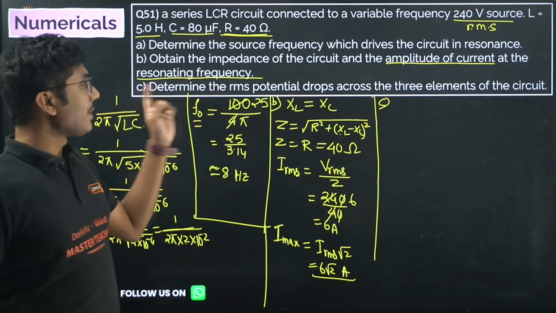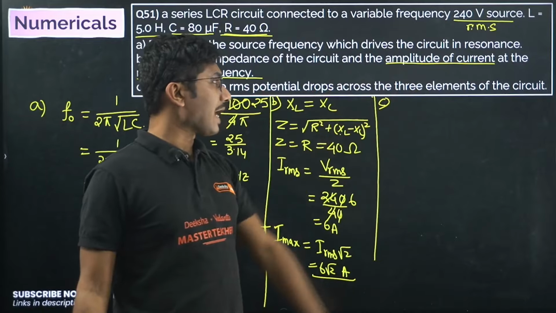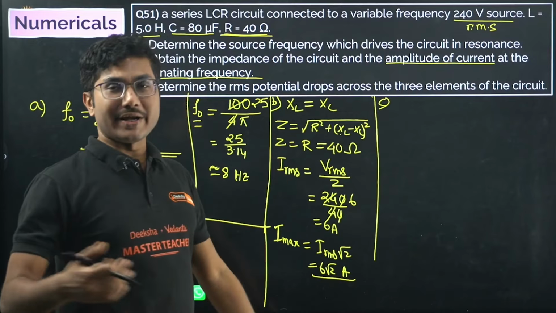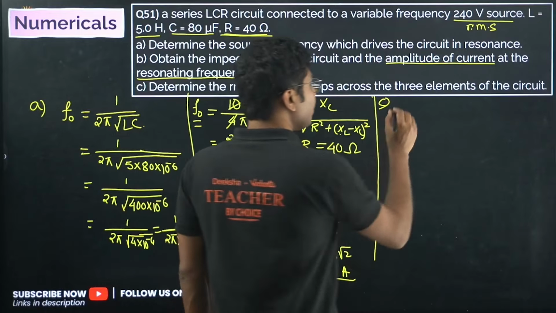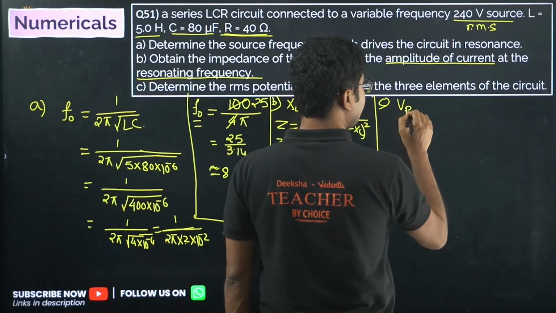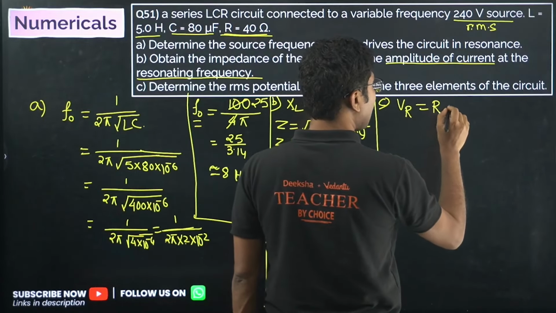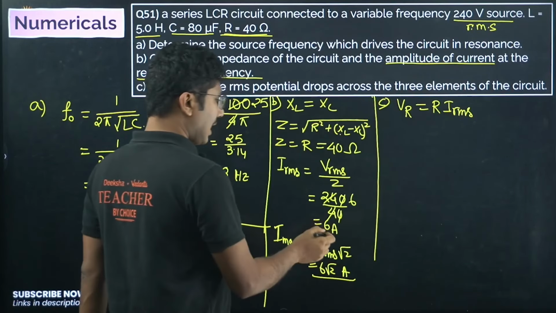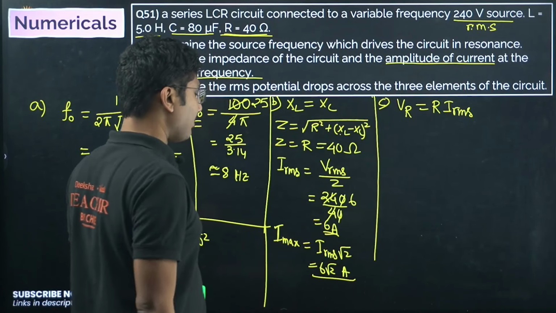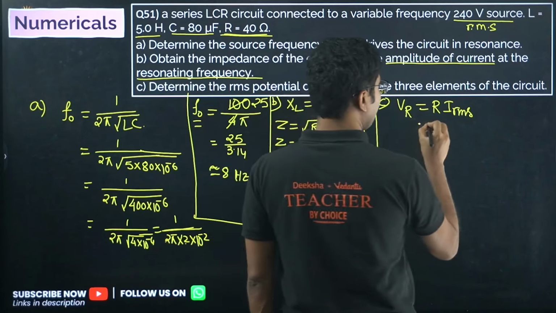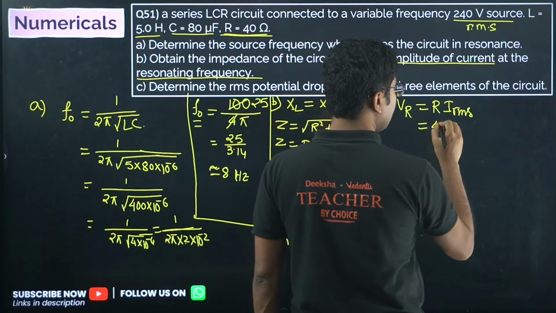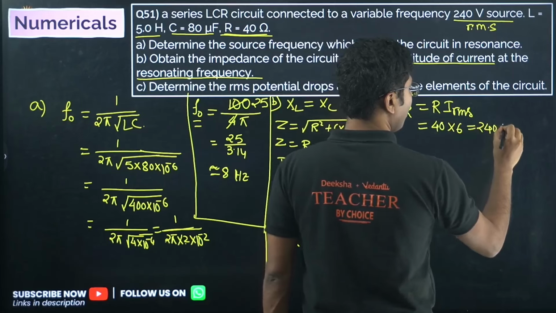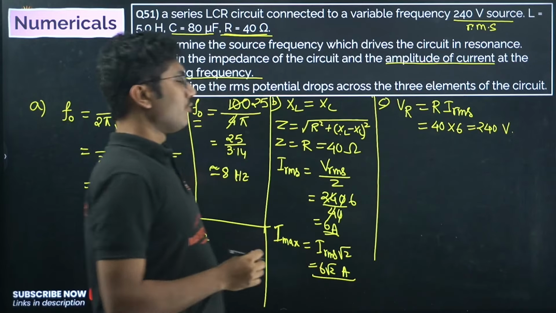It says to determine the RMS potential drops across the 3 elements of the circuit. So how to find the RMS voltage drop? VR, the voltage across the resistance, is resistance times the RMS current. Now what is the RMS current? We have already calculated it, 6 ampere. So we just need to put that value over here. R is 40 and the current is 6, so it will be 240 volt. So this is the RMS voltage.